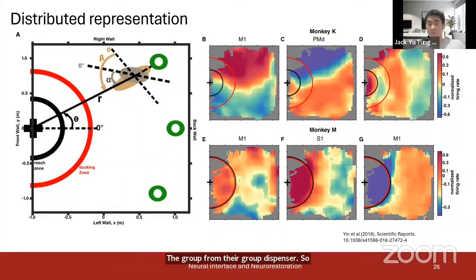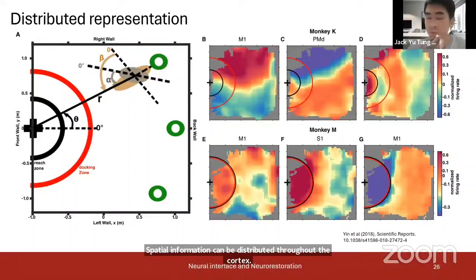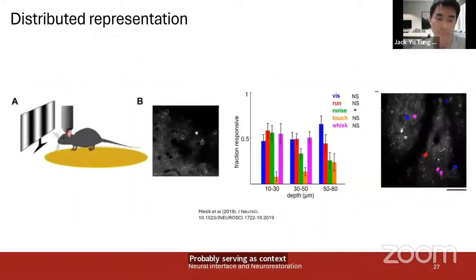So simultaneous recording with intracortical arrays found place cell activities across different sensorimotor cortical regions, as shown on these heat maps of representative neurons on the right. Traditionally, place cells have been, as I mentioned, associated with hippocampal regions. So this finding is interesting because it shows that spatial information can be distributed throughout the cortex, probably serving as context cues to guide local cortical processing.